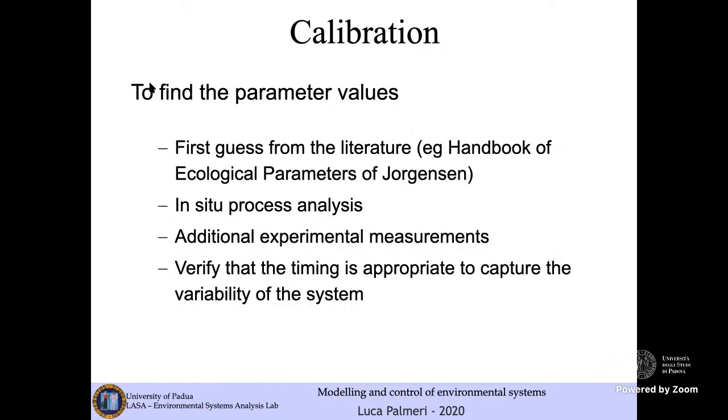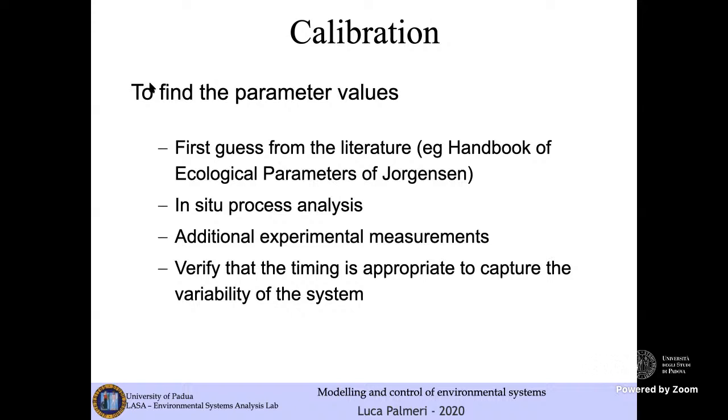To find the parameter values, we start generally by a first guess from the literature. We have a very important publication, that is the Handbook of Ecological Parameters of Sven Erik Jorgensen, which collects an enormous amount of parameters that you may find in ecological modeling literature, so you have an indication of which values you may choose in the beginning, a first guess. Then you may decide to be more refined.